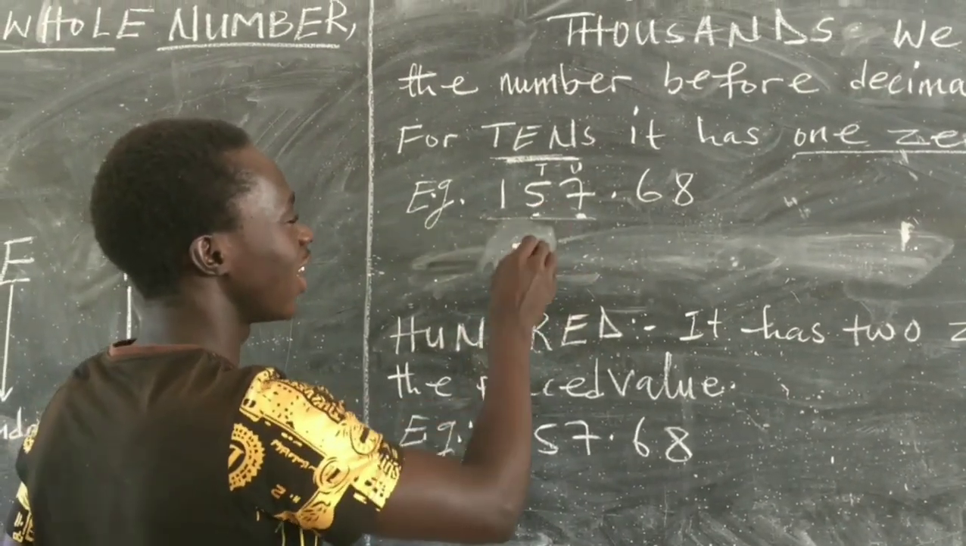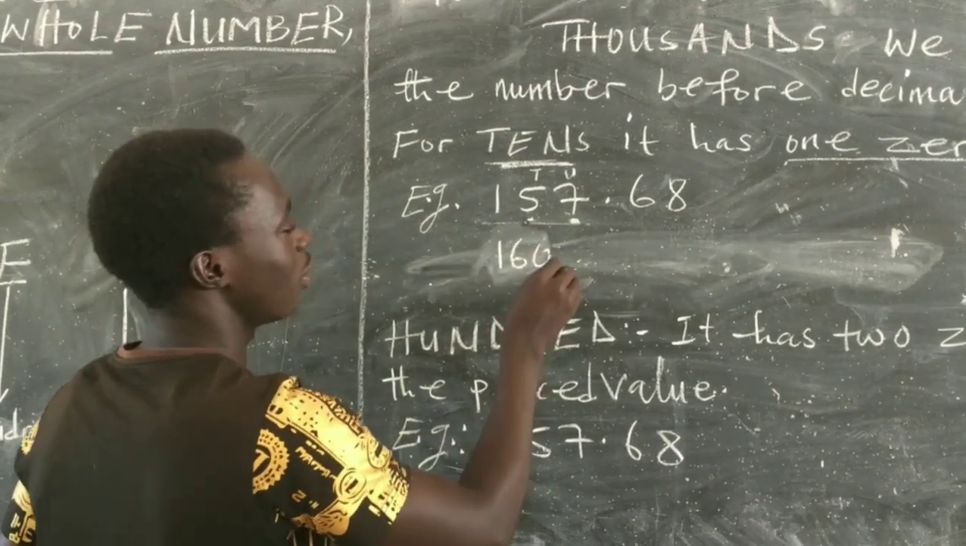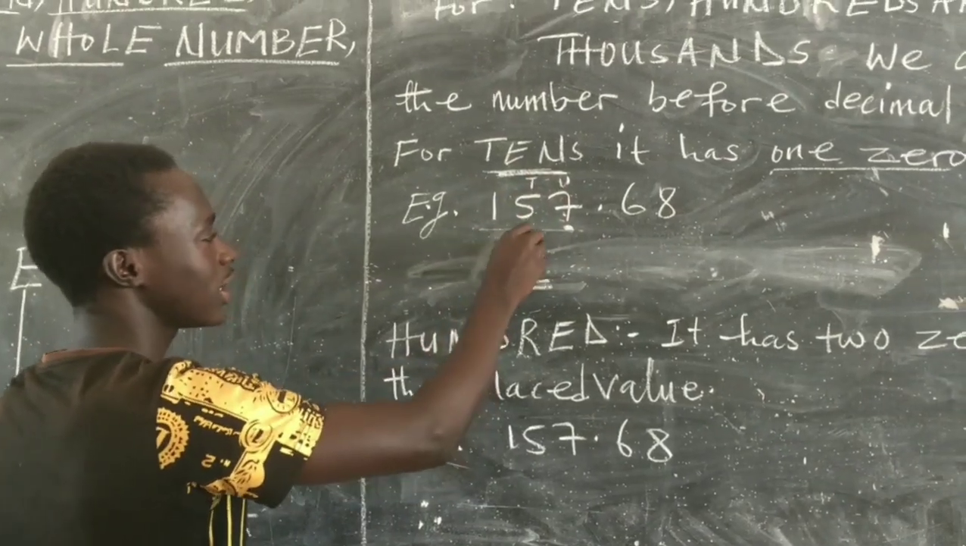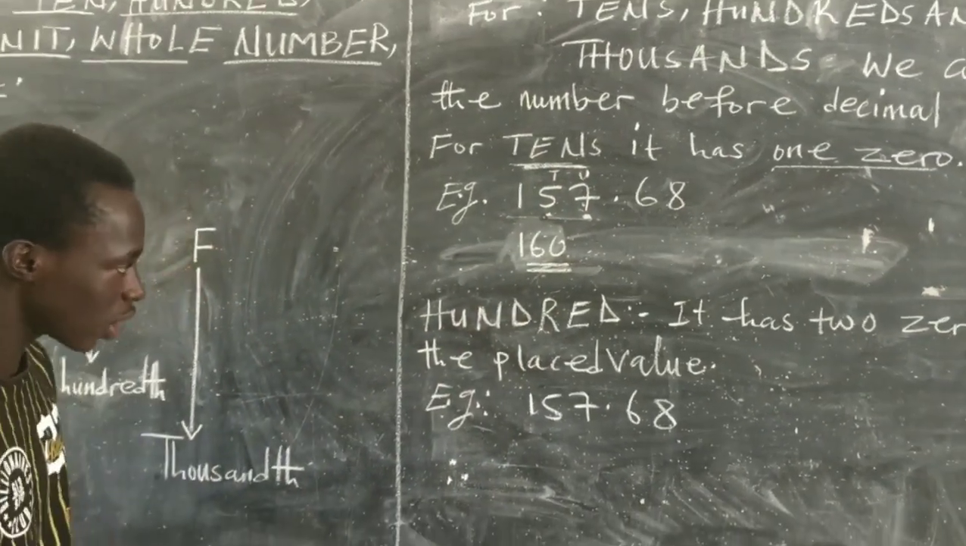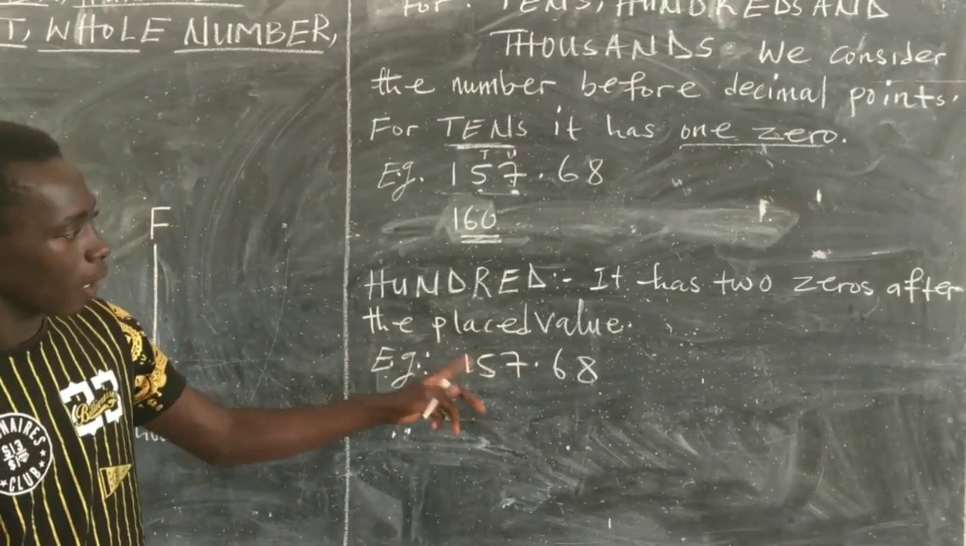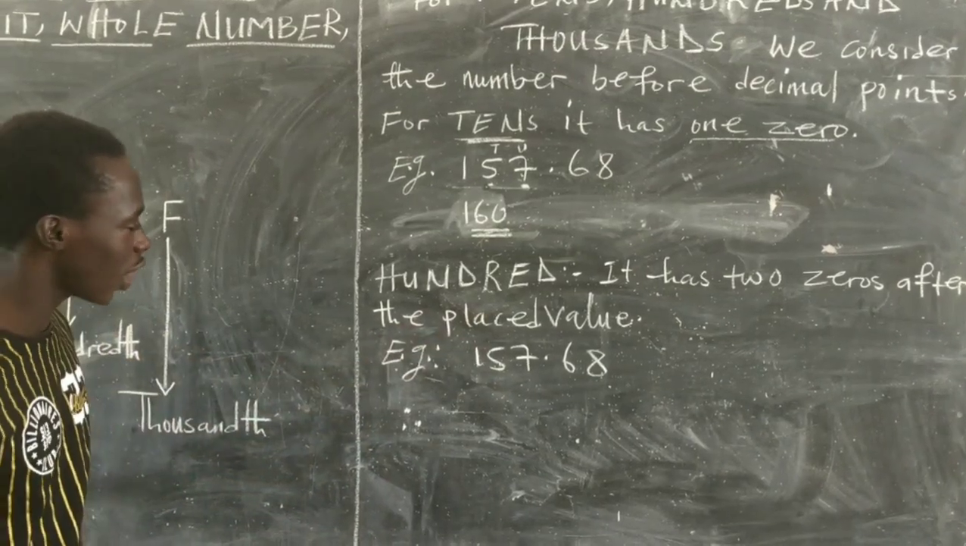This is 5 digit. We round up. This will be 1 6 0. You round up here, it will be 6. So 100 digit, it has 2 zeros after the place value.